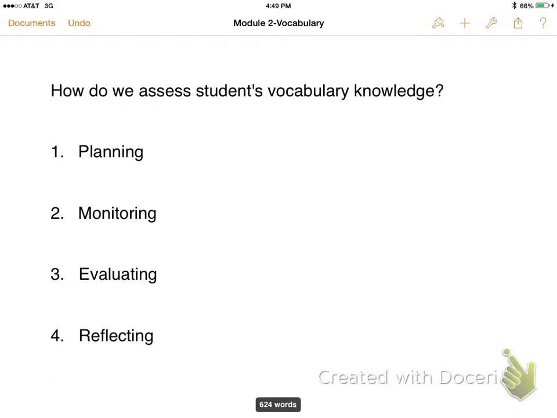How do we assess students' vocabulary? How are we going to go about knowing what they've learned? Well, we all know the typical way of assessing vocabulary: writing it down, providing the definition. This is the way that we teach the word five times each, writing out the definitions. Well, maybe there are other ways to do it.